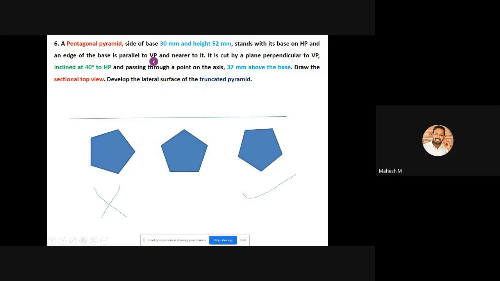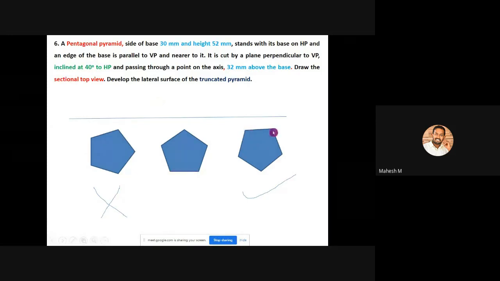So the condition is that, as before, the pentagonal base has an edge parallel to VP. So this particular edge should be parallel to VP. So if this condition follows, it is perpendicular to VP. So this one is VP. So it is perpendicular. So here it is parallel and here also it is parallel.